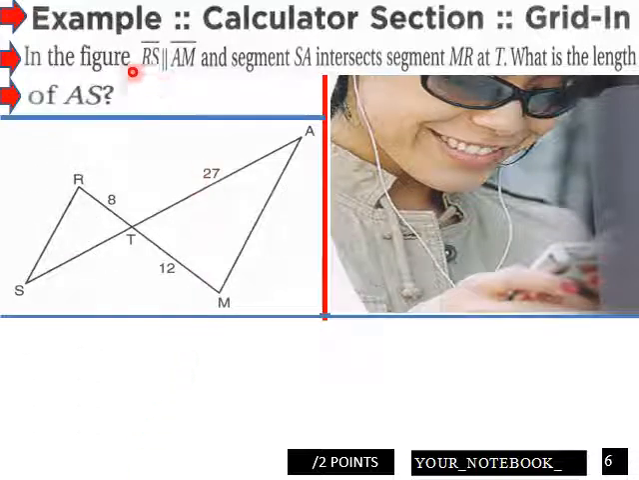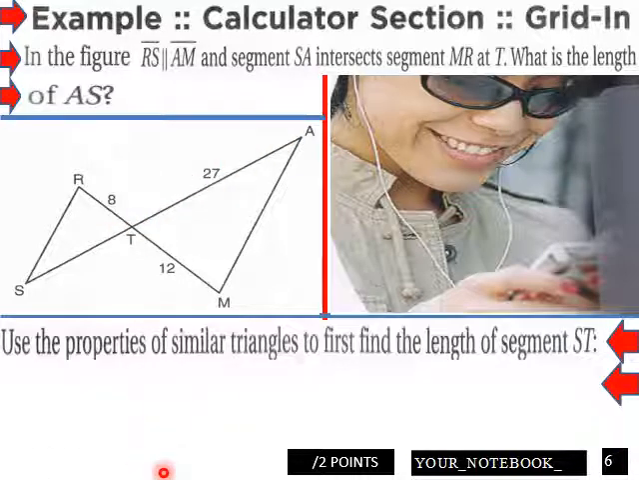Okay, so example, calc section, grid in. In the figure, RS is parallel to AM. RS is parallel to AM. Segment SA intersects segment MR at T, so this is an intersection point. What is the length of AS? So we need to find what this is here. How do we do that?